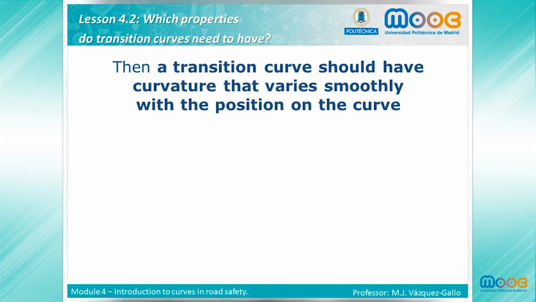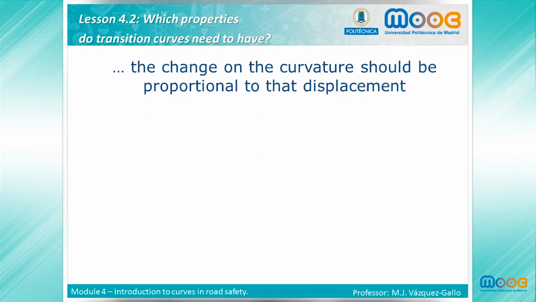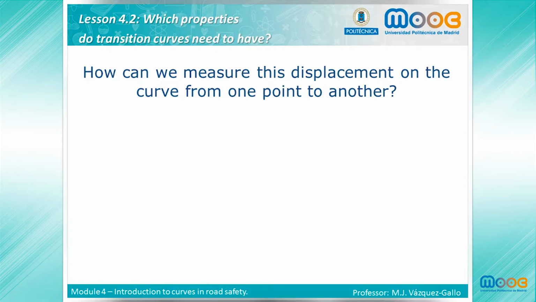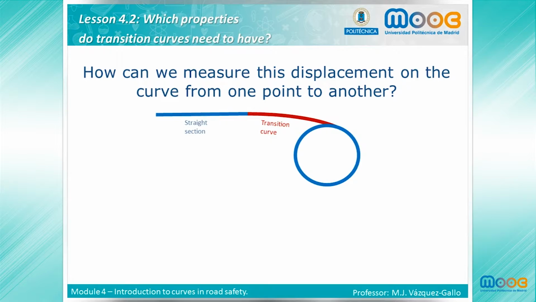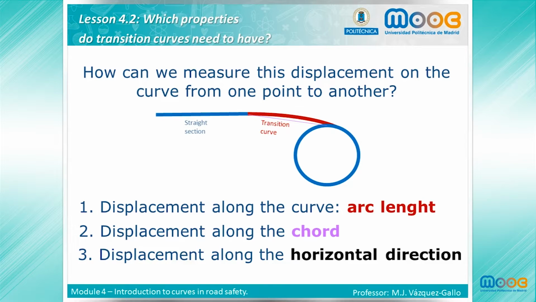The question is, which curves do have this property? If we are moving from one point on the curve to another one, the change in the curvature should be proportional to that displacement. How can we measure this displacement on the curve from one point to another? One possibility is to measure the arc length along the curve that you can see in red color. Another possibility is to measure the corresponding displacement along the curve that joins initial and final points, that is, the length of the violet segment. One could even measure the displacement along the horizontal direction, which is colored in black.